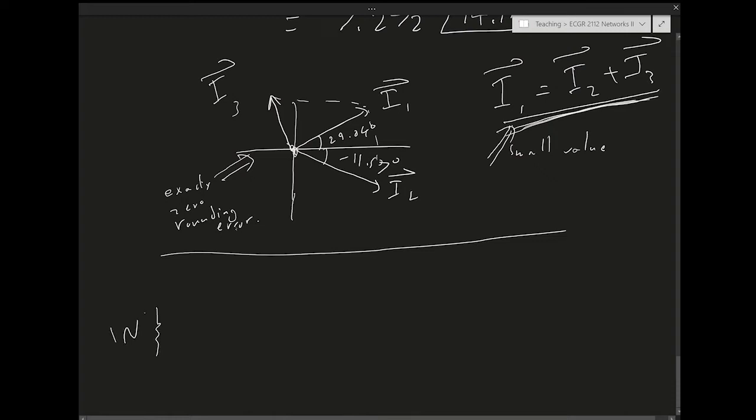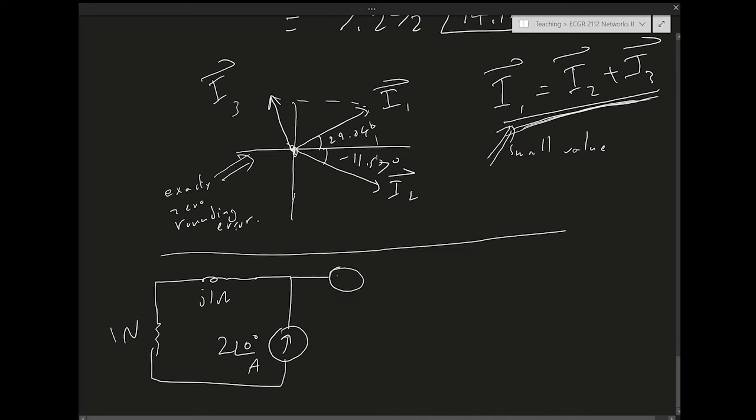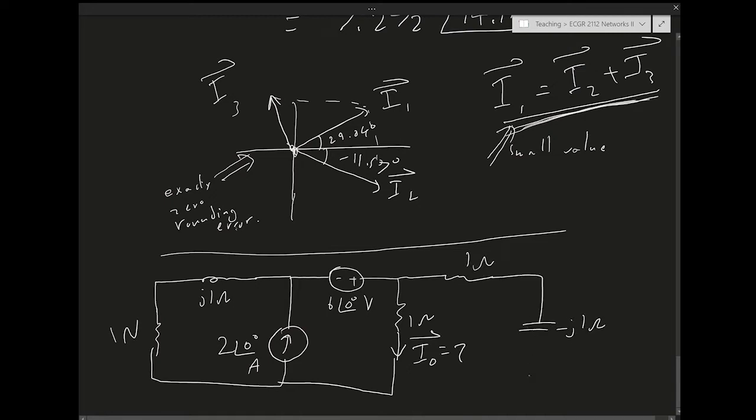So we have this circuit, 1 ohm. At 60 hertz, this inductor has an impedance of J 1 ohm. And I have a current source. Current source is 2, 0, represented as a phasor, amps. I have a voltage source of 60 degrees volts. And then I have 1 ohm, and what I'm solving for is the current through this resistor. And then I have 1 ohm, and then minus J 1 ohms. Right.